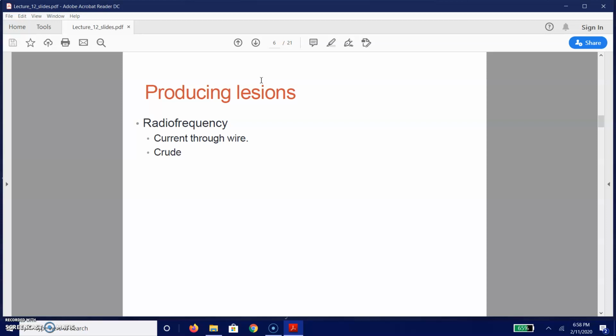So there are two major ways that we can produce lesions. You generally want to be precise when you are dealing with animals. All of these are accomplished by anesthetizing the animal and putting it into a stereotaxic device, which I showed you last time, that helps stabilize the head and allows you to be precise. So the first one we're going to talk about are radiofrequency lesions.